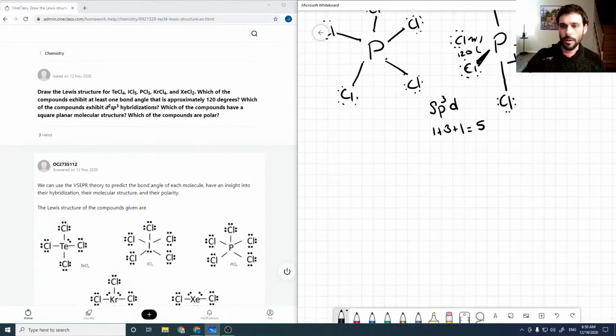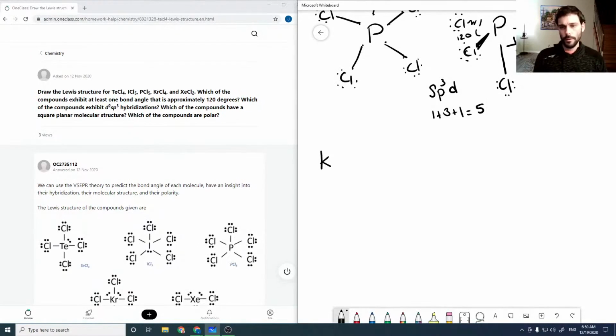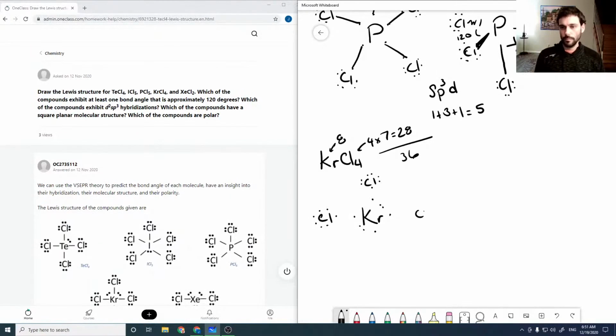Okay, and now I'll do the next one. Krypton chloride. Okay. So krypton has 8. Each of these contributes 7, which is 28 total. So then the total is 36. We already know that the krypton needs 4 bonding partners, and then might as well plunk in the lone pairs just like that. Okay, and then bond them. Okay, that looks good. So we've got 8, 16, 24, 32, and 4 is 36, so that looks good.